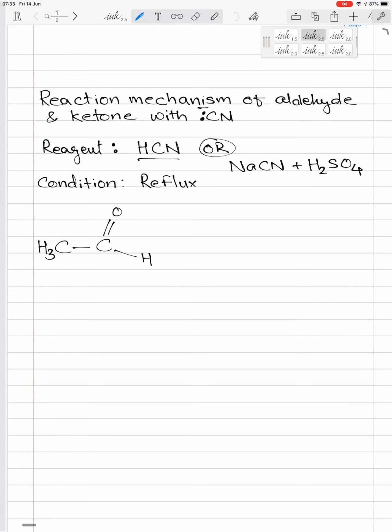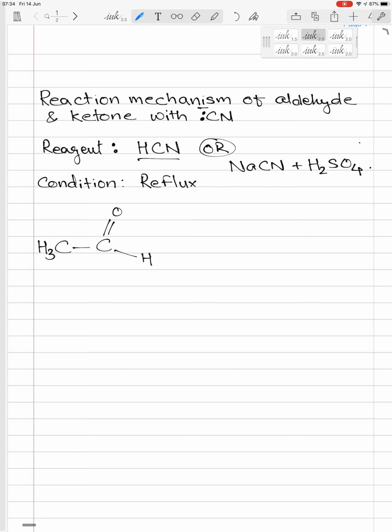Let's have a look at the reaction mechanism of aldehyde and ketone with the cyanide group. The reagent required for this reaction is hydrogen cyanide, or you can use a mixture of sodium cyanide and sulfuric acid. When you use sodium cyanide and sulfuric acid, eventually it will produce hydrogen cyanide, and hydrogen cyanide would be the reactive species in the reaction. So you can write down either of these and it's still correct.